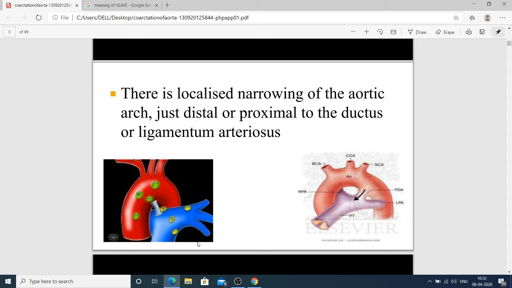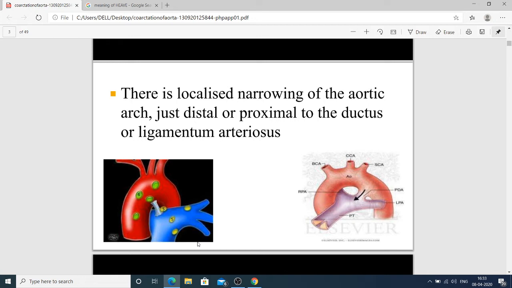Coarctation of aorta is a discrete narrowing of the aortic arch, usually in a juxtaductal position. Where is this position? In the region of the ductus arteriosus and left subclavian artery, near the ductus arteriosus and left subclavian artery. There is a localized narrowing of the aortic arch just distal or proximal to the ductus or ligamentum arteriosus.